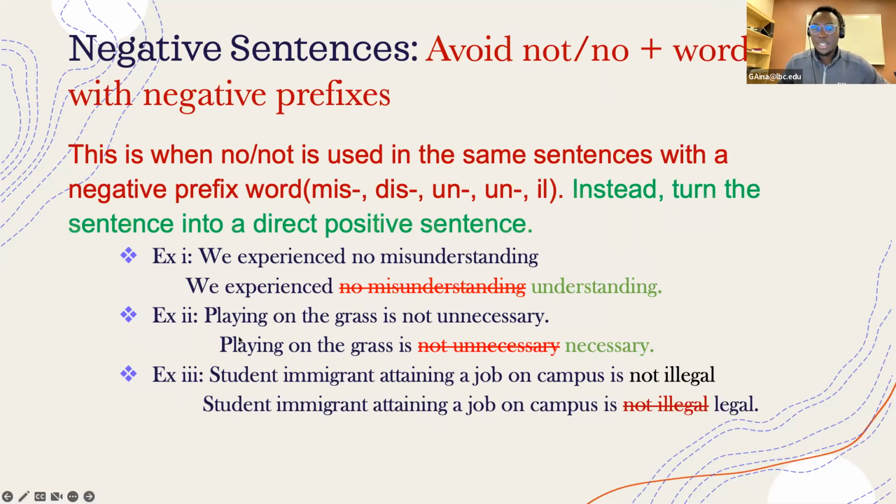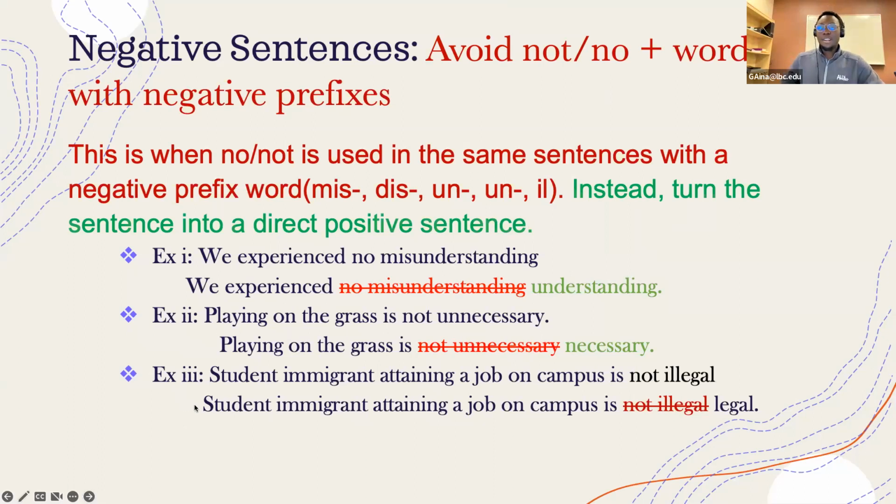Now, the second example is this: playing on the grass is not unnecessary. So, Down Goodman, can you help me with that? Playing on the grass is necessary. Exactly. Playing on the grass is necessary, because if you say not unnecessary, it means that it's necessary.